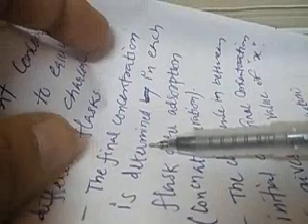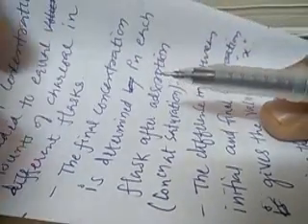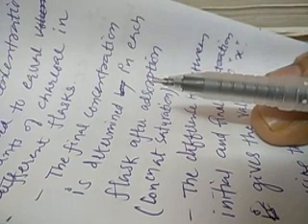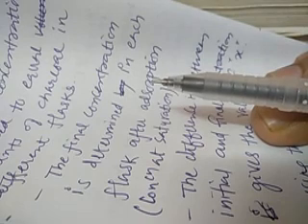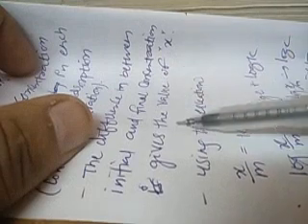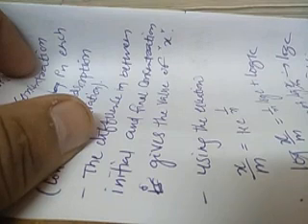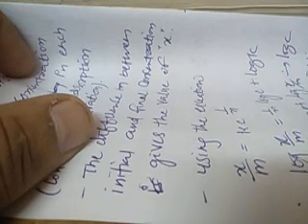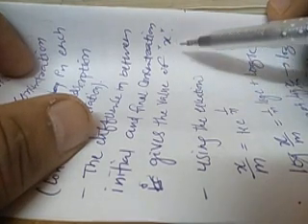The final concentration is determined in each flask after adsorption, at saturation. That means we find out the final concentration in all flasks, when the adsorption is complete, of the solute present in that particular solution. The difference between initial and final concentration gives the value of x. So we know the initial concentration, then we find out the final concentration, and the difference gives us the value of x.